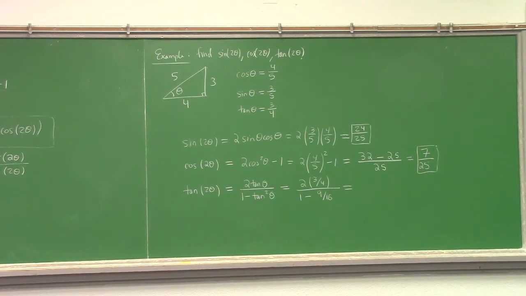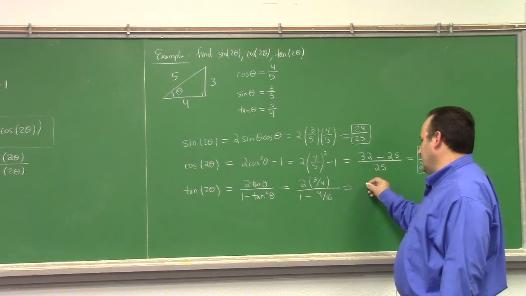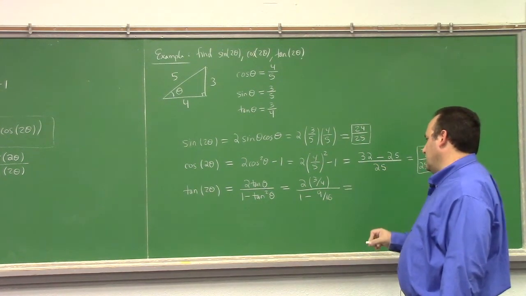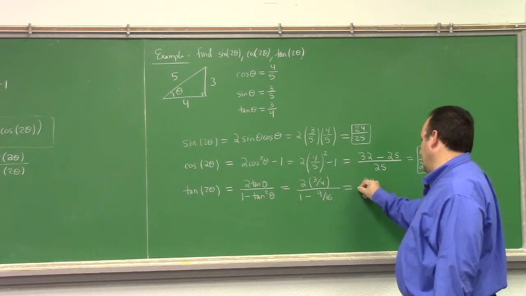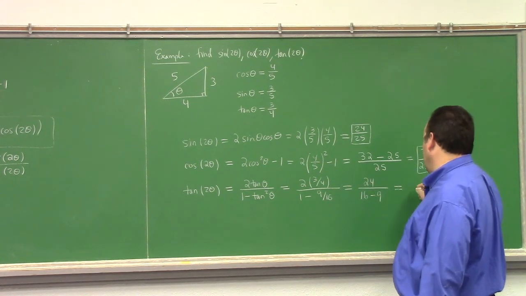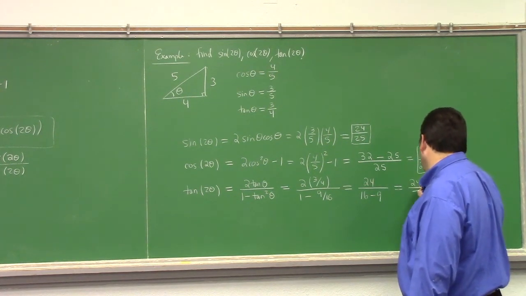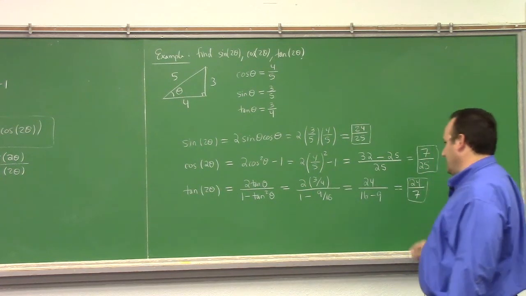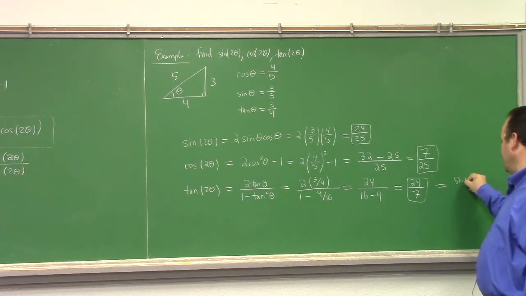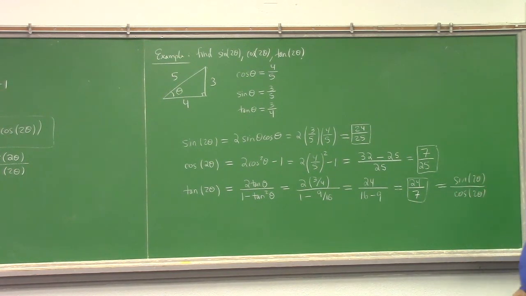And so if you multiply this by 16 over 16, you get 2 times 3 times 4, which is 24, over 16 minus 9. So I believe, and oh, I'm being really, really dumb here. What would have been an easier way to get 24/7? This is also what? Sine 2 theta over cosine 2 theta? Like, duh. That would have been like way, way easier. The 25s cancel.